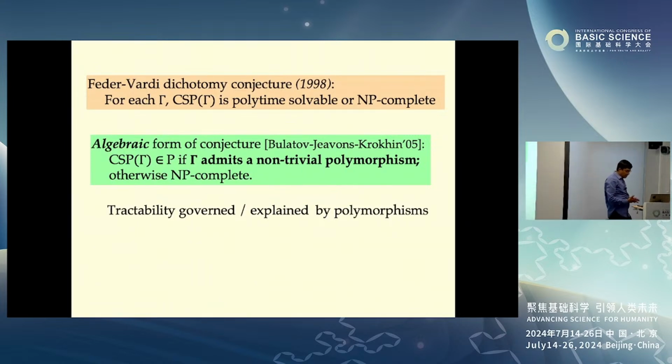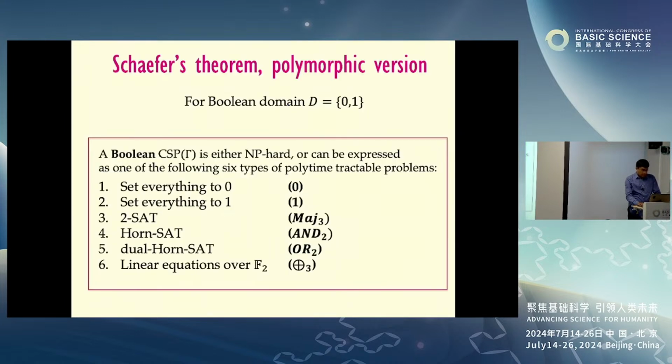And again there was reason to believe this in the sense that for the Boolean case, this was exactly what was happening. If I looked at the tractable cases, each one of them had a non-trivial polymorphism. 2 sat I already mentioned has majority of 3, same thing with linear equations, any odd parity. Horn sat has AND and OR, and the trivial cases have the constant functions. So all the easy cases are explained by polymorphisms. And the general algebraic dichotomy conjecture said that this holds always.